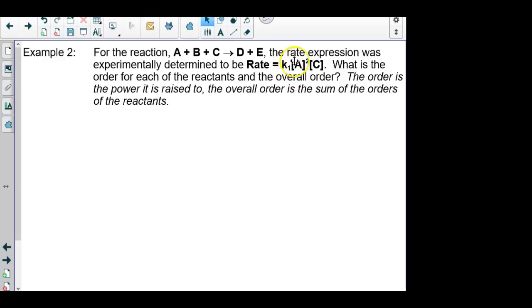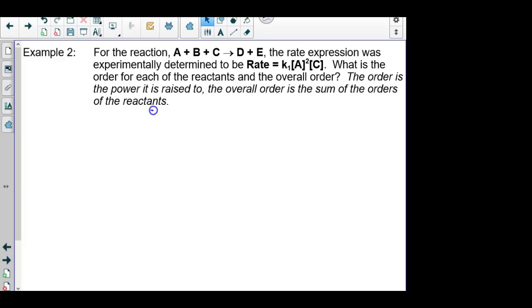Either way is fine. Then you have square brackets. Remember that square brackets means concentration, moles over liters. So the concentration of A to the 2, exponent of 2, and concentration of C to the exponent of 1. Why 1? Because there's nothing there, so we assume it to be a 1. Question says, what is the order of each of the reactants and the overall order? Let's go through this.